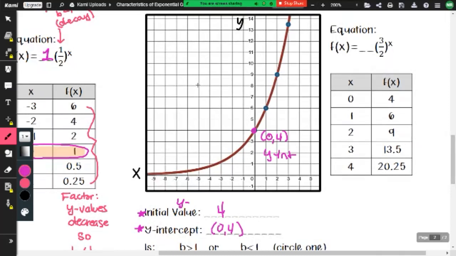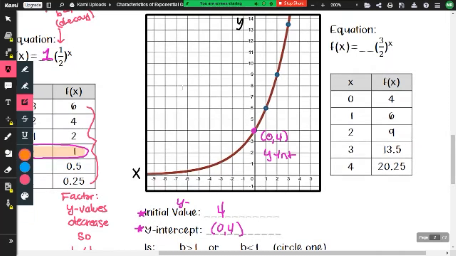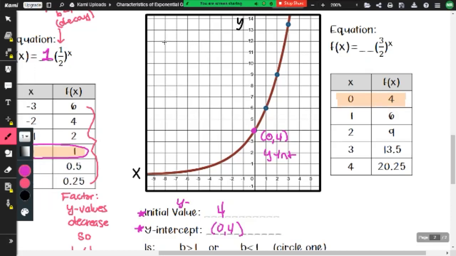Okay. It's not given in the equation. So next, we're going to look for it in the table. Where's it at? The very first one, 0, 4. Not all tables will include the y-intercept, just FYI, because that will happen on today's assignment as well. Not all tables include the y-intercept, but that's okay because you have other information you can go off of. But we found the y-intercept, meaning I can fill this in with a 4.